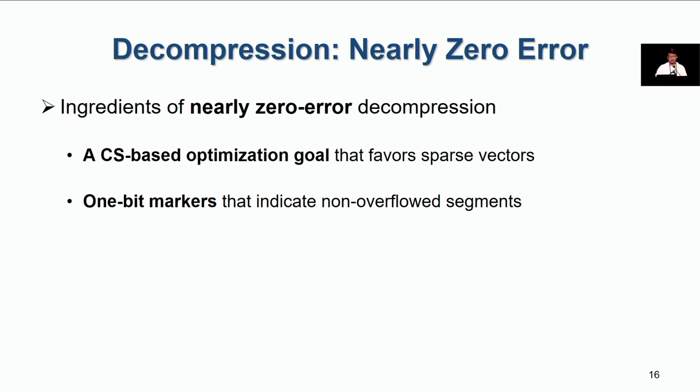Two ingredients are crucial to ensure nearly zero error decompression. The first is a compressive sensing-based optimization goal that favors sparse vectors. And the second is 1-bit markers that indicate non-overflow segments. It helps to shrink the solution space.